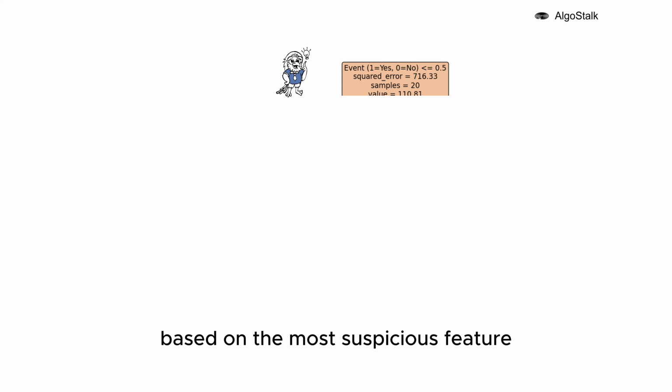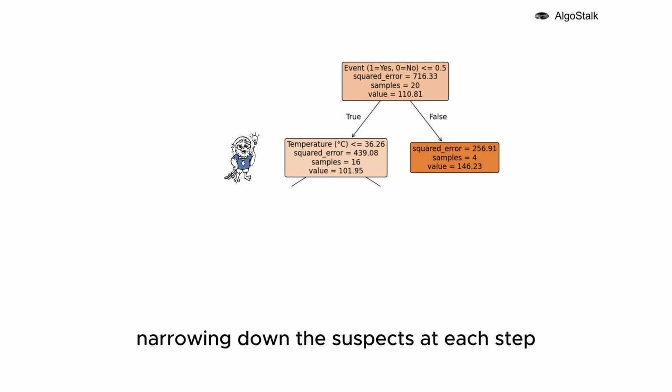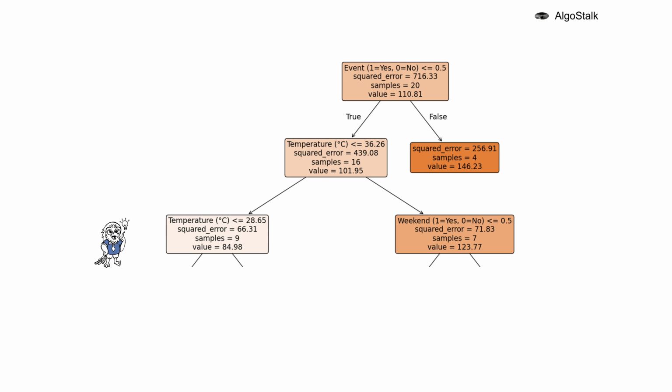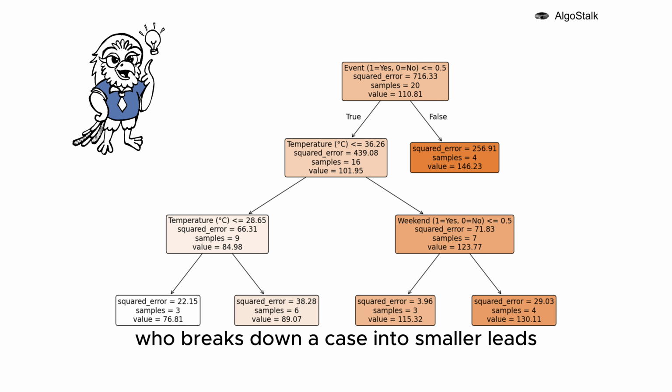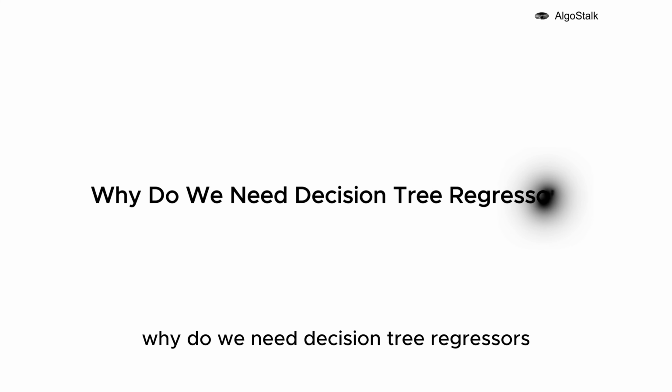It splits the data based on the most suspicious feature, narrowing down the suspects at each step. Like a detective who breaks down a case into smaller leads, a decision tree breaks down data until it can make a confident prediction. Why do we need decision tree regressors?